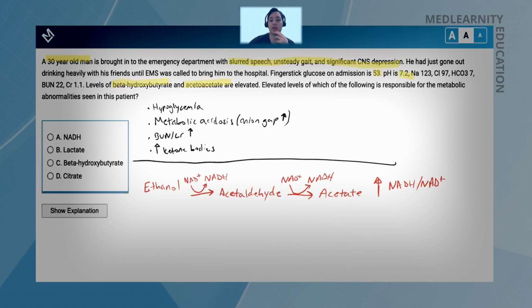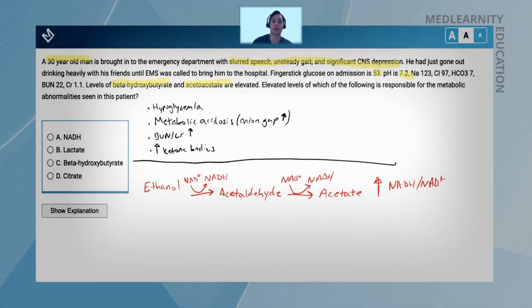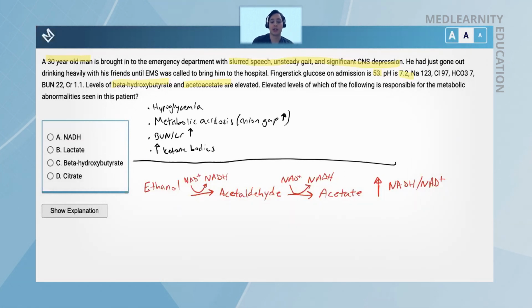So let's pause for a second. So NADH, you probably remember in the context of the glycolytic pathway, the TCA cycle, and the electron transport chain. NADH is produced from both glycolysis and the TCA cycle, and those are both shuttled to the electron transport chain where they drop off electrons to ultimately produce ATP.